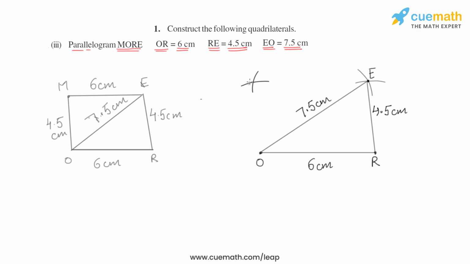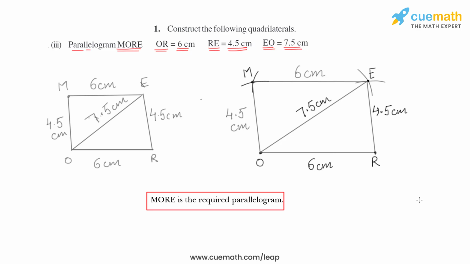So this intersecting point will be point M. Then join OM and EM. This is the required parallelogram with sides ME also 6 centimeters and OM also 4.5 centimeters. So this parallelogram MORE is the required parallelogram. Let's do the fourth part now.